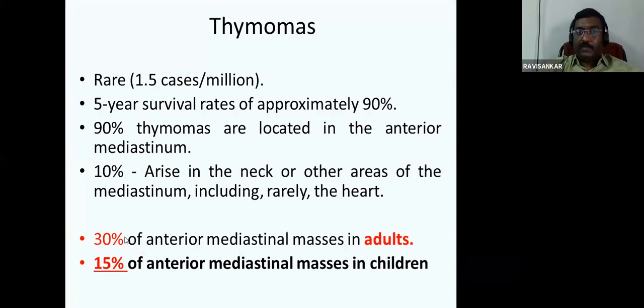As I mentioned, 30% of the anterior mediastinal masses in adults are thymomas, whereas the thymoma constitutes 50% of the anterior mediastinal masses in children. This is a very important thing.